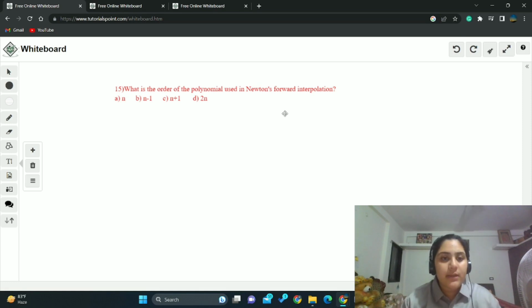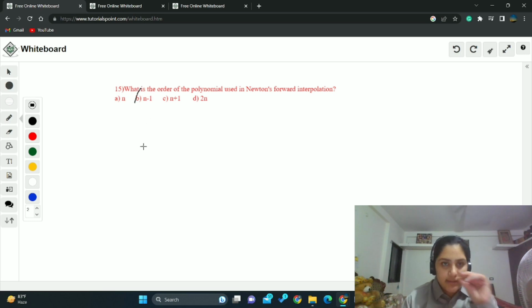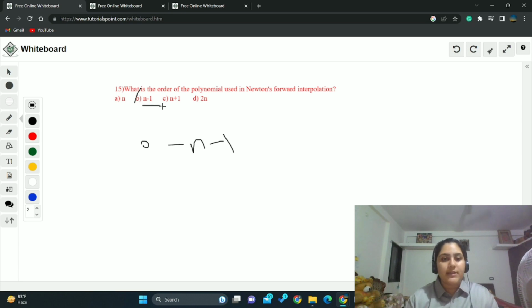The next question here is question number 15. What is the order of polynomial used in the Newton forward interpolation? This we have seen already before. The order is n minus 1. It starts from the range 0 to n minus 1, and the highest order polynomial used is n minus 1. So the correct option is D.